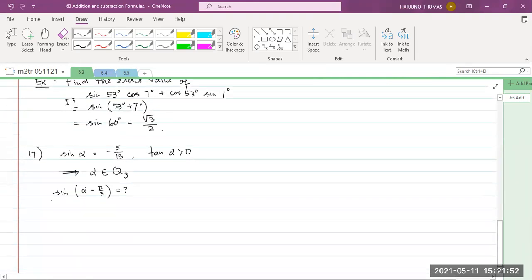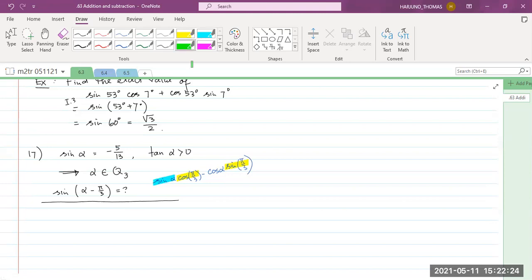Let's set it up first. Sine of alpha minus pi over 3 will be sine alpha cosine pi over 3 minus cosine alpha sine pi over 3, right? I will need that. Now the thing is, we memorize the value for this. This is already given, but I need to find this out. Okay, I need to find it out. So I still need to go back to the drawing board.